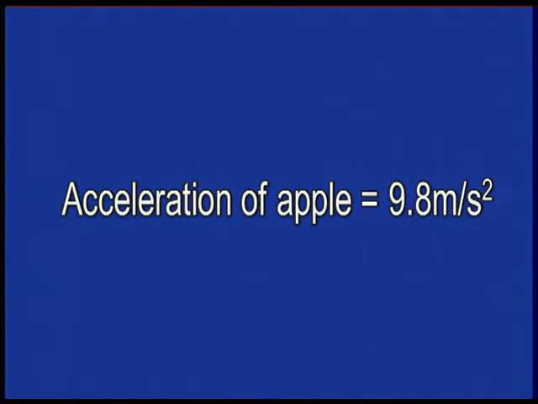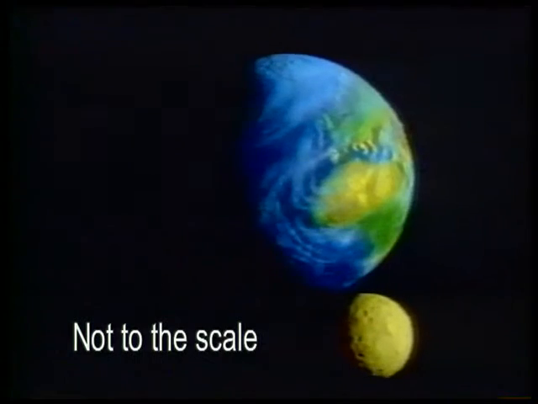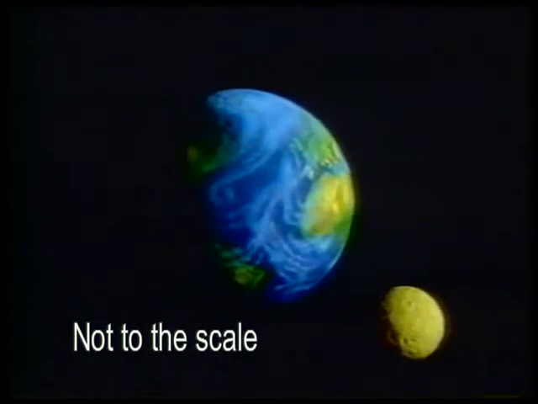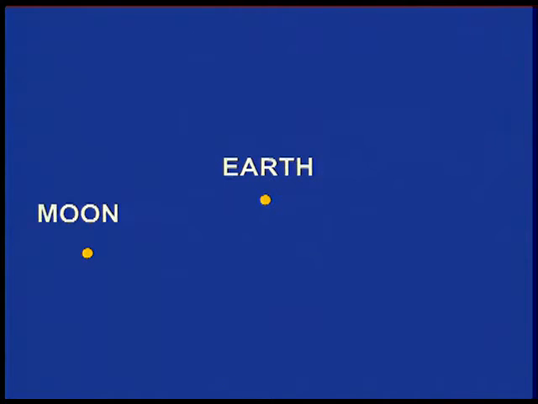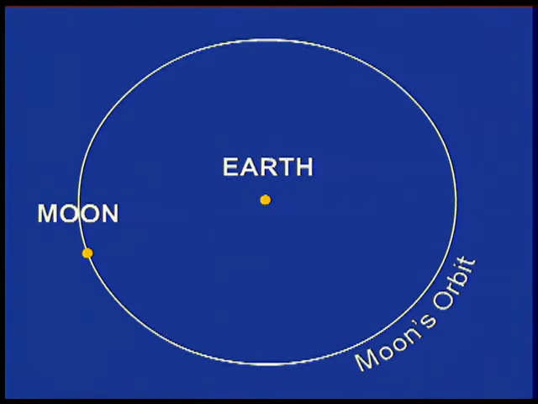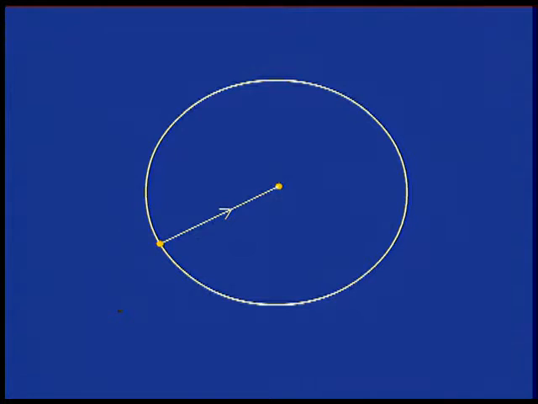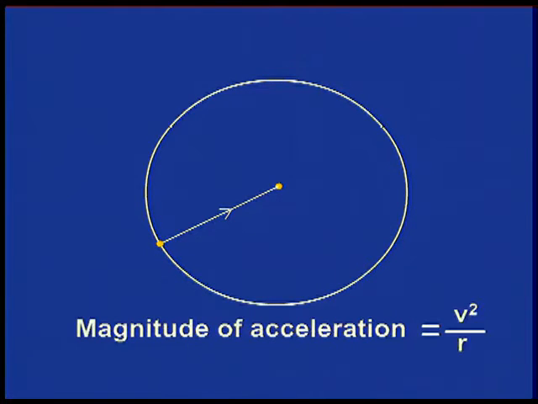Newton knew that the acceleration of the apple or the other objects falling towards the earth is 9.8 meter per second square. He decided to calculate the acceleration of the moon also. It was known by his time that the acceleration acting on a body in a circular orbit is towards the center, and its magnitude is v squared divided by r, where v is the orbital velocity and r is the radius of the circular path.